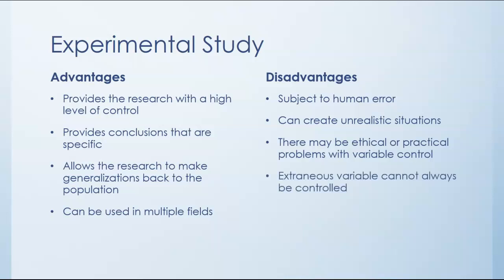Extraneous variables cannot always be controlled. Sometimes it's very difficult to control those outside variables. And lastly, they can be both expensive and time-consuming to do an experimental study. So you notice that that was actually a disadvantage to both a correlational and an experimental study, at least the time-consuming part. Experimental studies tend to be more expensive than a correlational study, because again, in correlational studies we're not manipulating anything, we're just pulling data. So it's typically not an expensive way to go about a study.